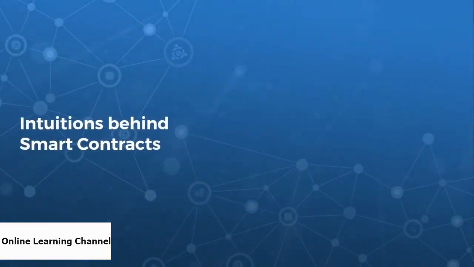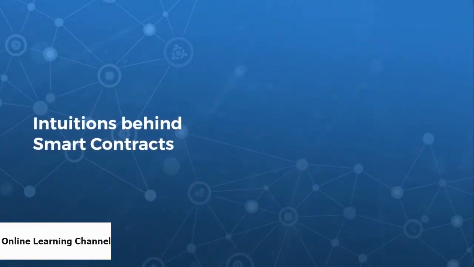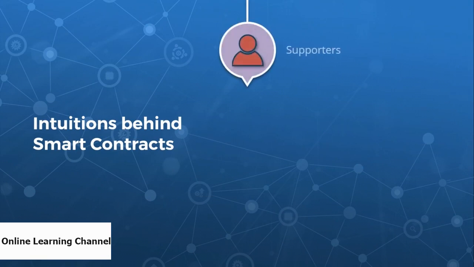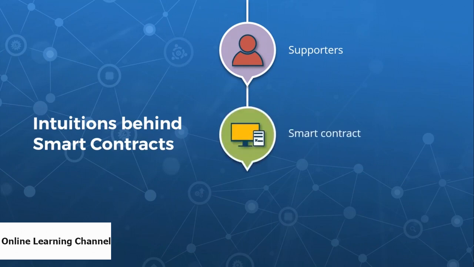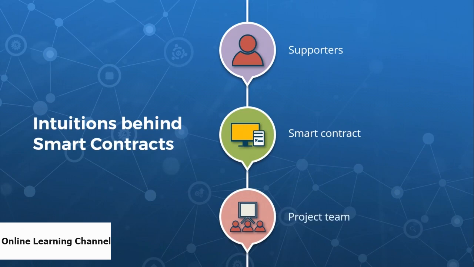So let us see what will happen if you were to alter this interaction in one significant manner. So the supporters, rather than making their contributions towards a trusted third party, which in turn will pass on the funds to the venture, what if they were to make their contributions towards a smart contract, which in turn will hand over the funds to the project team? We will explore this interaction in more detail in the next video.